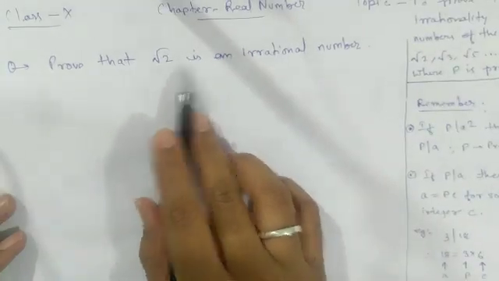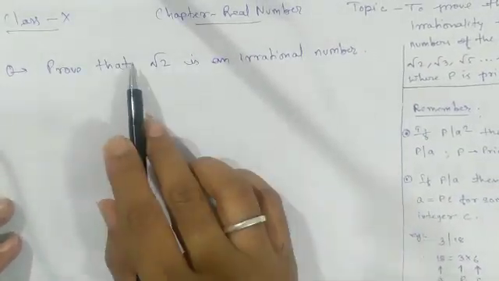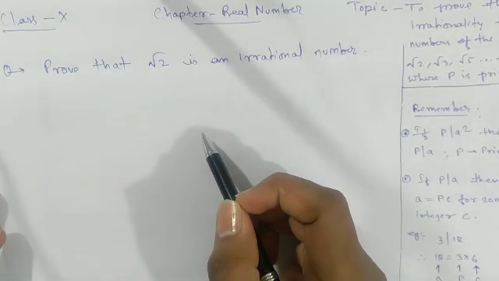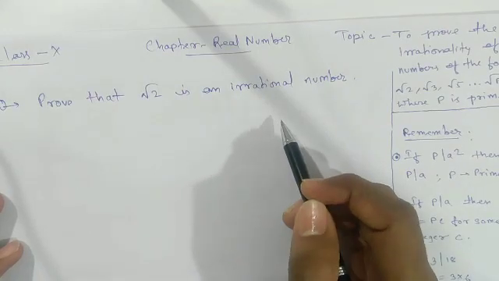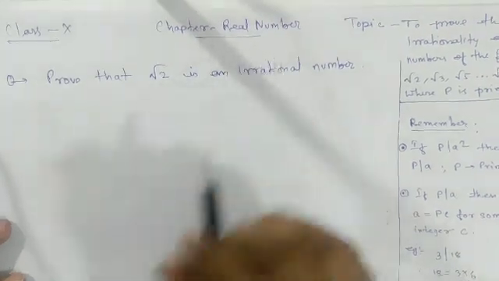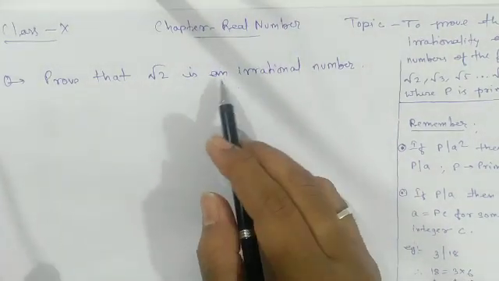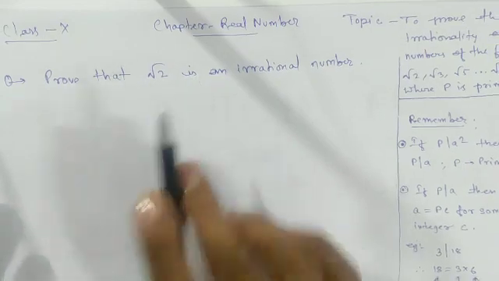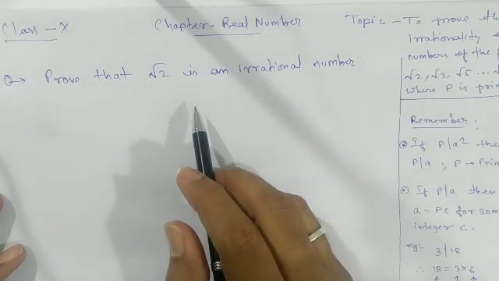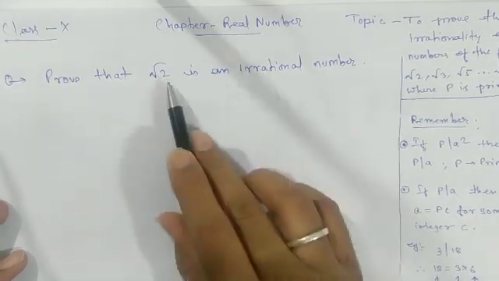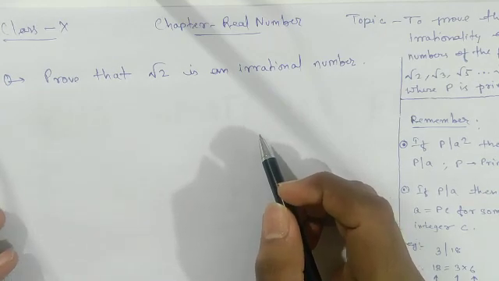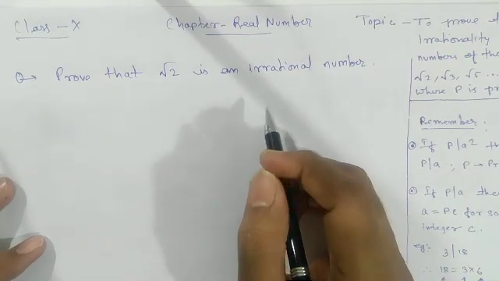We're going to prove this theorem by the contradiction method. Contradiction means first we assume that it is rational and then we check the property of rationality. If it matches, then our supposition is right. But if it does not match the rational property, then we contradict our assumption and say that root 2 is an irrational number. First we assume that root 2 is a rational number.